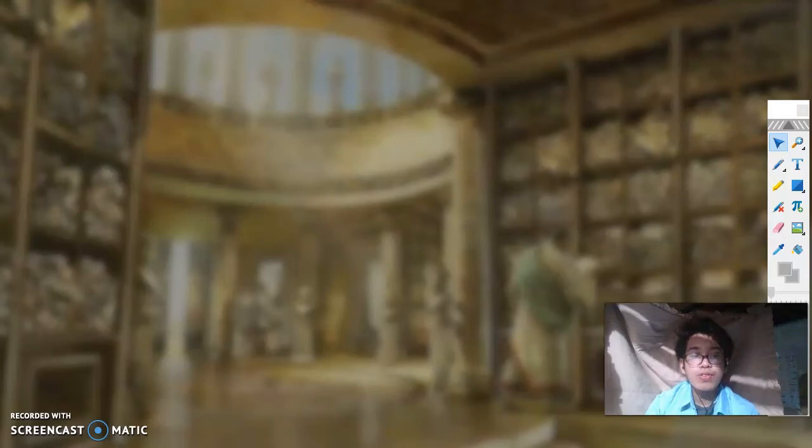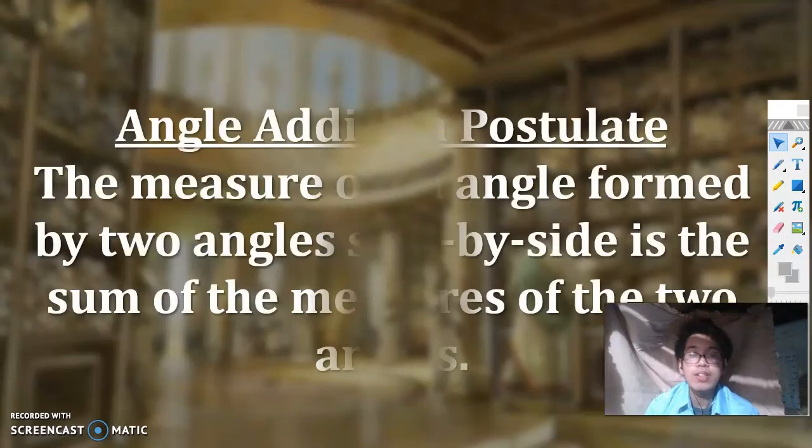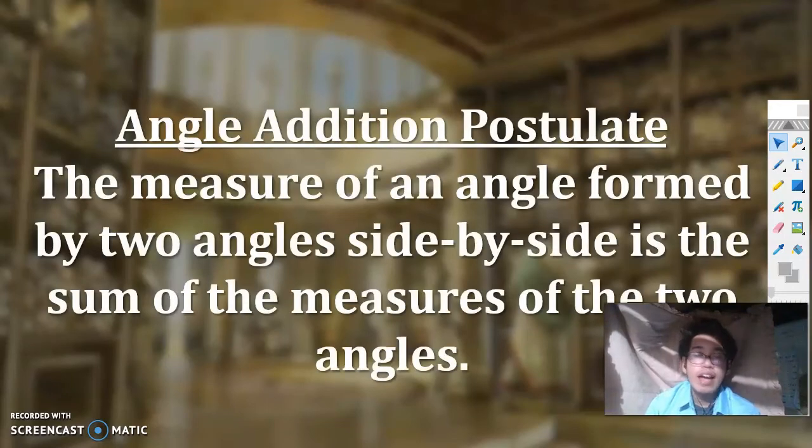To formally state the definition of the angle addition postulate, this is what it says: the measure of an angle formed by two angles side by side is the sum of the measures of the two angles. So that's what it says. The measure of an angle formed by two angles side by side, like we've seen on the figure a while ago, is the sum of the measures of the two angles.